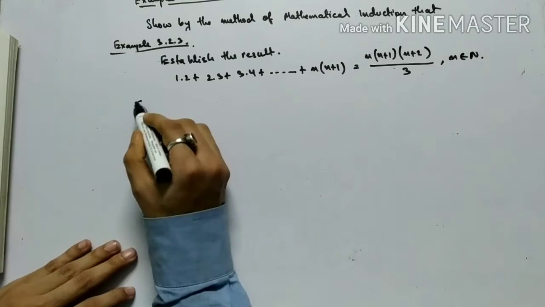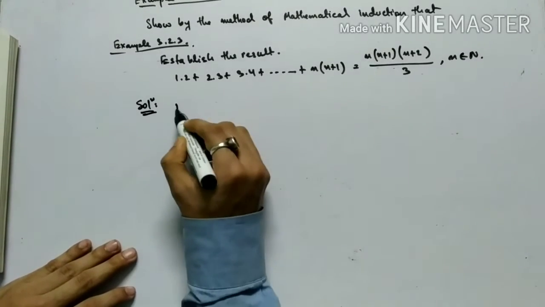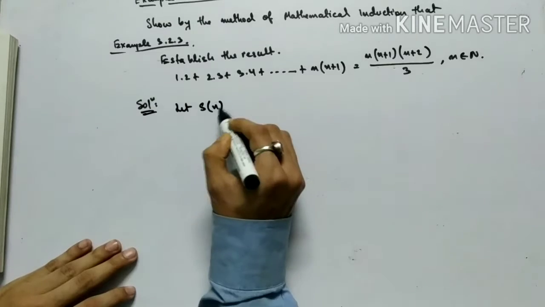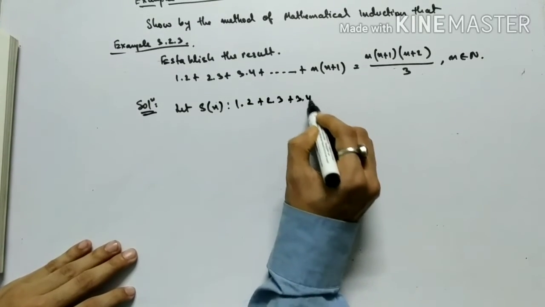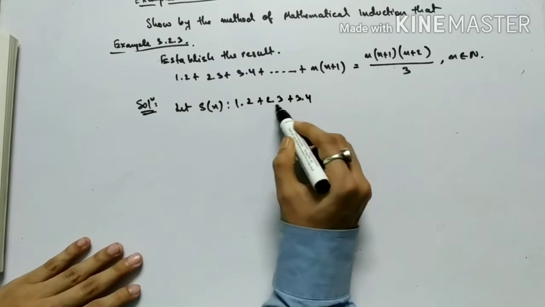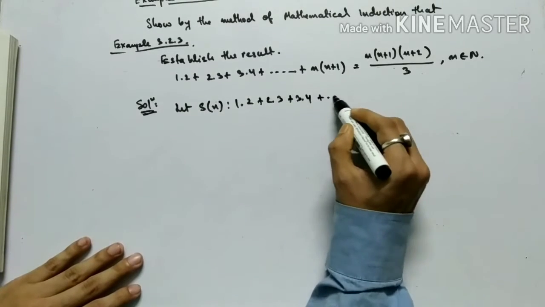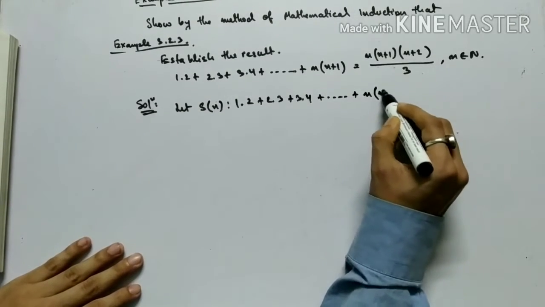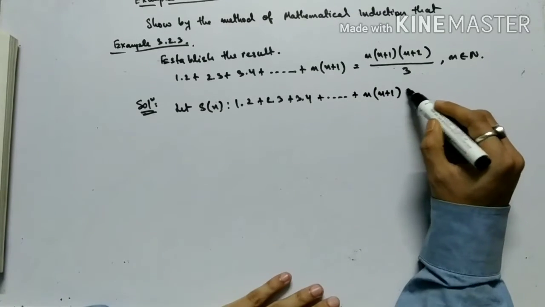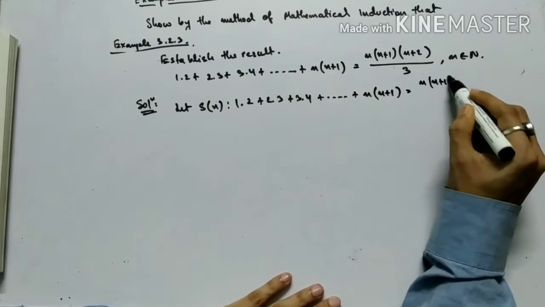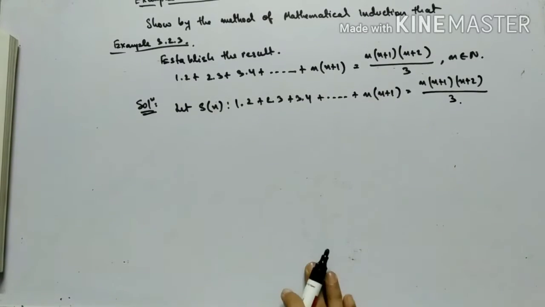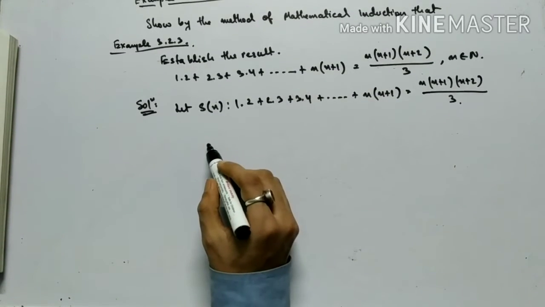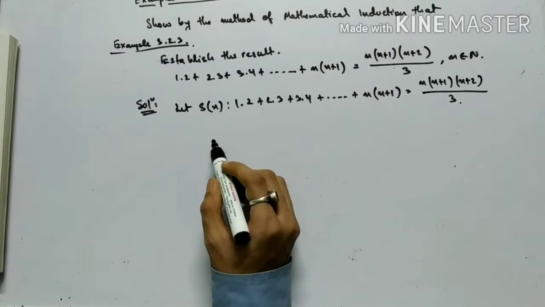So in the solution, first of all I will take Sn such that 1.2 plus 2.3 plus 3 dot... these are all multiplications going on. Okay, 1 into 2 plus 2 into 3 plus 3 into 4 plus dot dot dot plus n into n plus 1, is equal to n into n plus 1 into n plus 2 by 3.